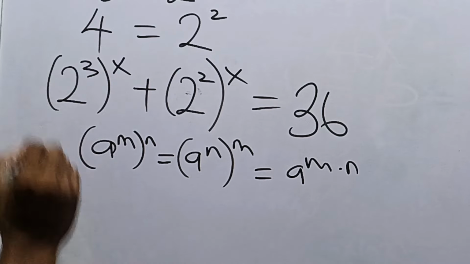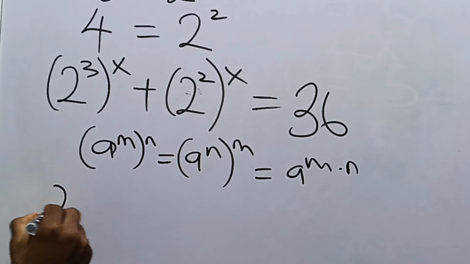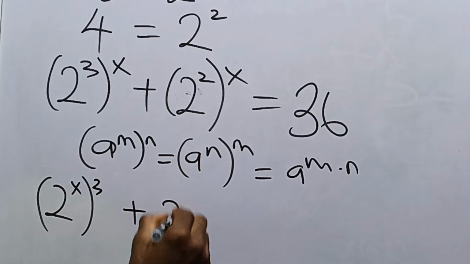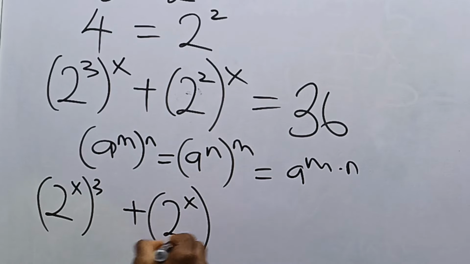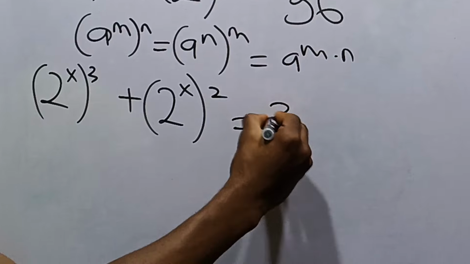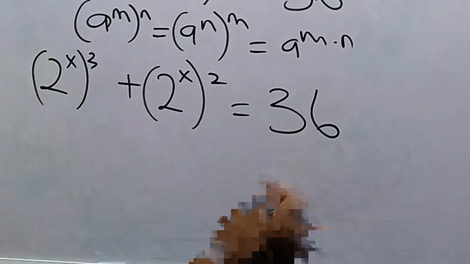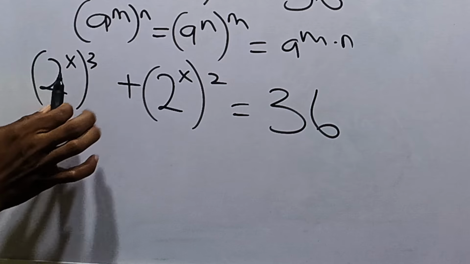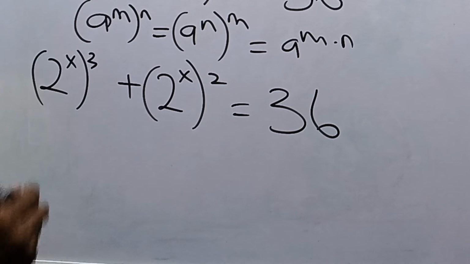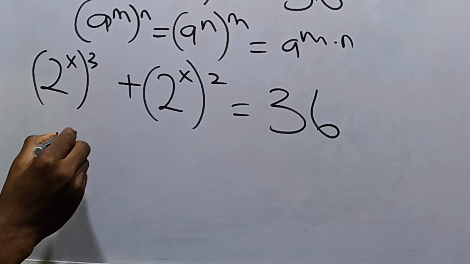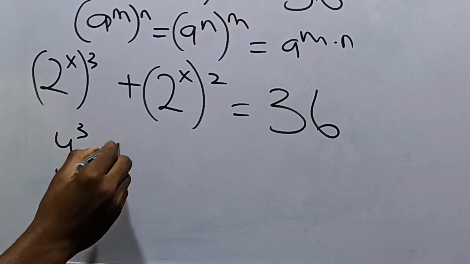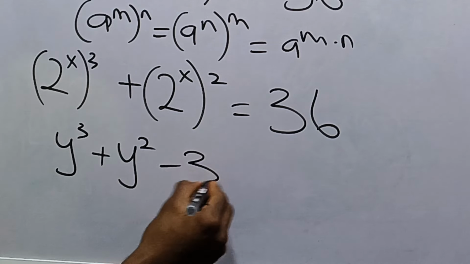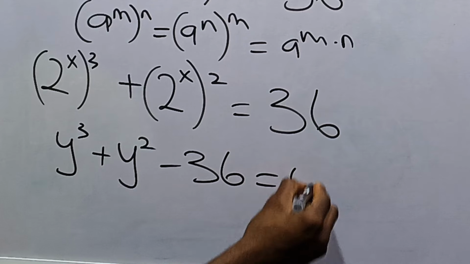Now applying this law here, we're going to have that this is now 2 raised to the power x raised to the power of 3 plus 2 raised to the power x raised to the power of 2 equal to 36. Now let's say that 2 raised to the power x is y. So we have y raised to the power 3 plus y raised to the power 2. Now bringing this over, you have minus 36 is equal to 0.